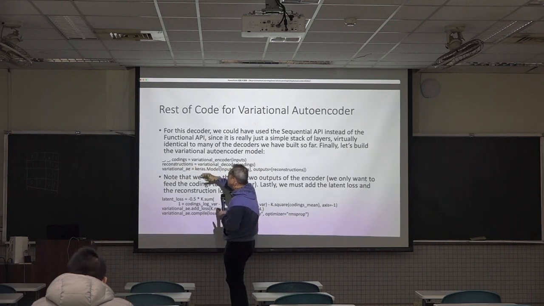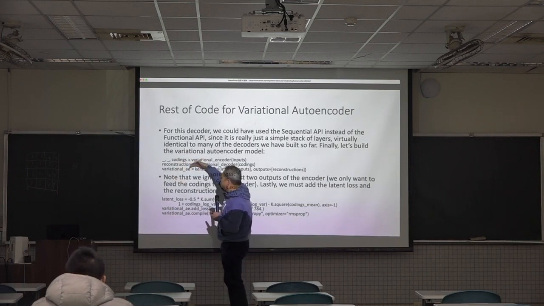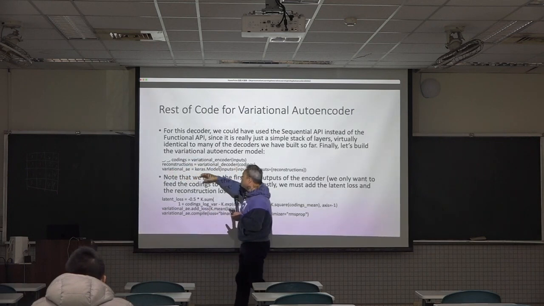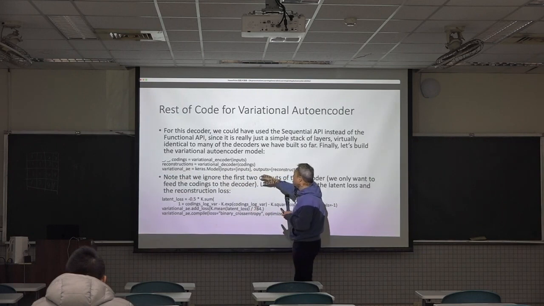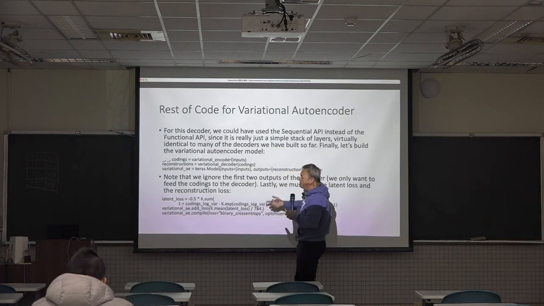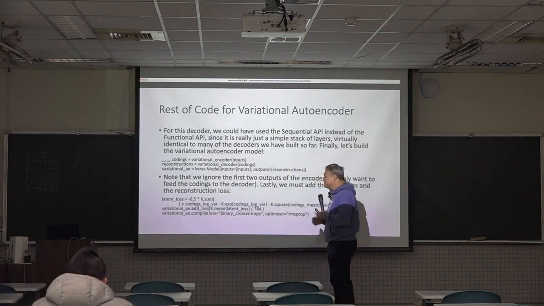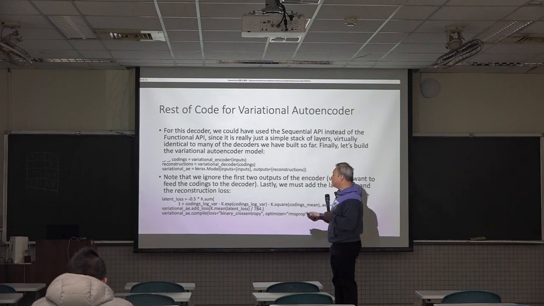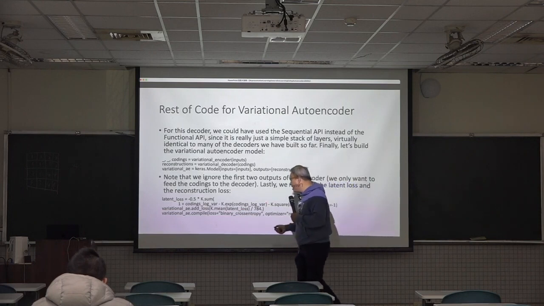And then we use these 2 to create a variational autoencoder. The input is input, output is reconstruction. That's it. So we ignore the first 2 outputs. I think I already explained that.